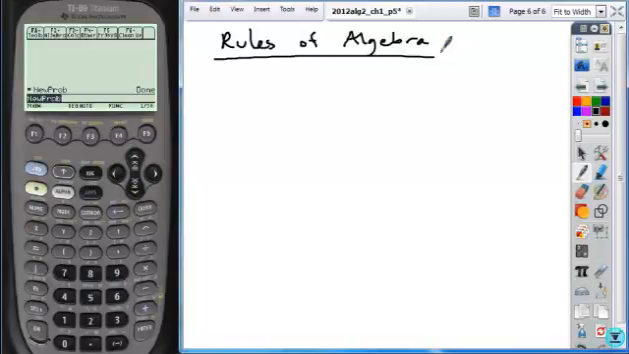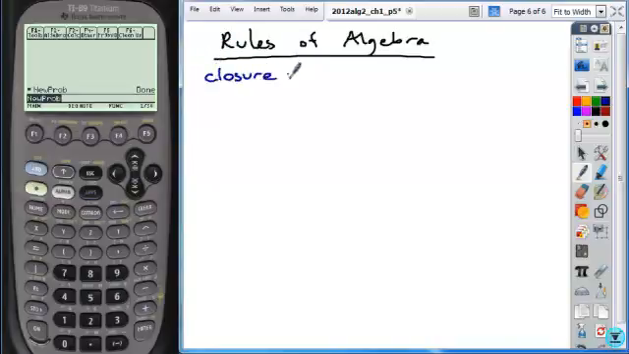Okay, so we're going to go through just a handful of these. They should all be stuff that you've covered before. I just want to review them. All right, so the first is the concept, and all of the rules that we're going to go through here have rules that coincide with both addition and multiplication.